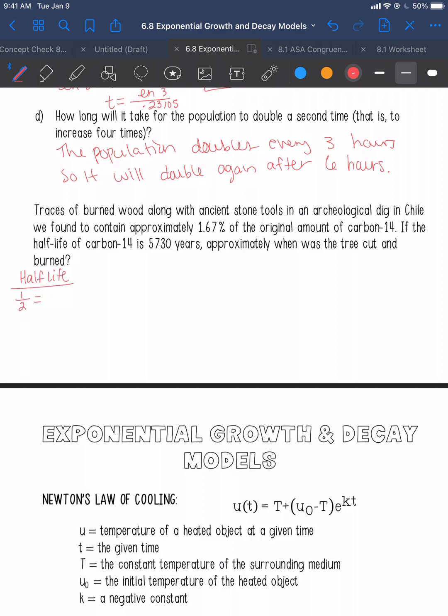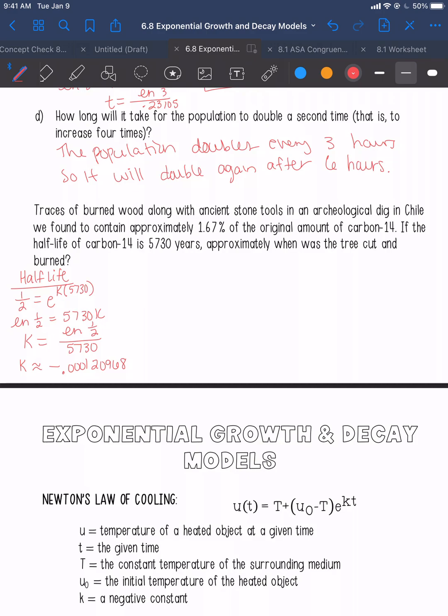Okay, so we need to use the fact that we know how long the half-life was. Alright, so 1/2 equals e raised to the k times 5,730 years. Taking the natural log of both sides, natural log of 1/2 equals 5730k. So k equals the natural log of 1/2 divided by 5,730. k is approximately negative 0.000120968.